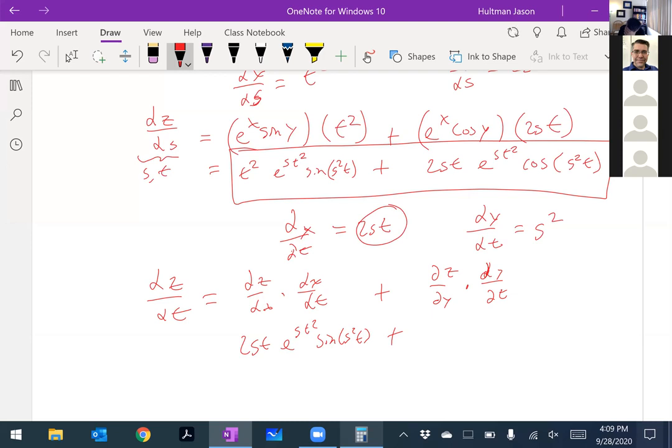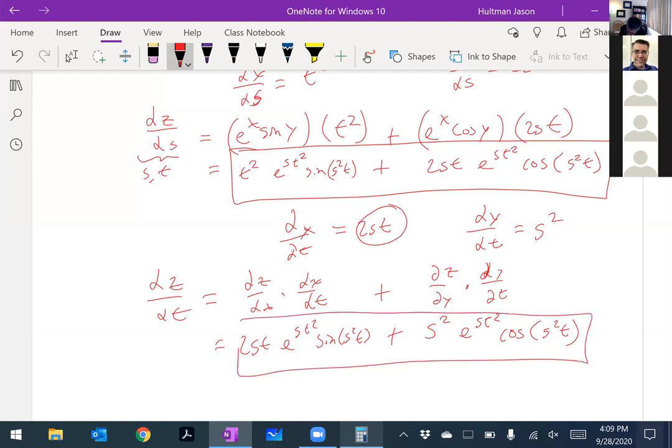And so what is this going to be? Well, dz dy, we already know what that is, and dy dt, I'm going to put that in front. S squared times e to the st squared, what was it, sine, cosine, s squared t. Are there some 2's there that are missing? No, I think that's good. That was the last one. Okay, nicely done, if I do say so myself.